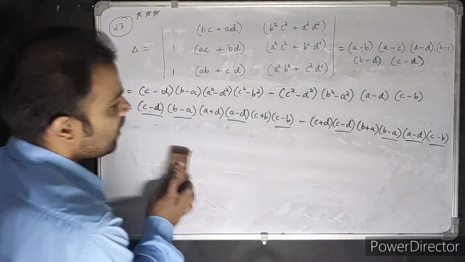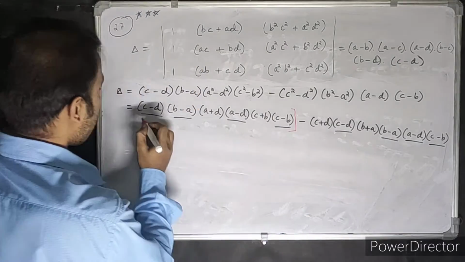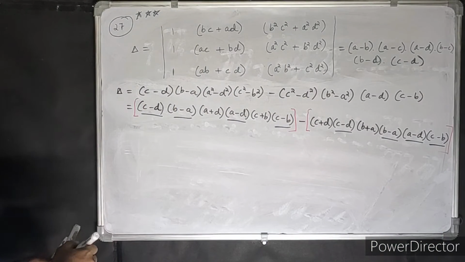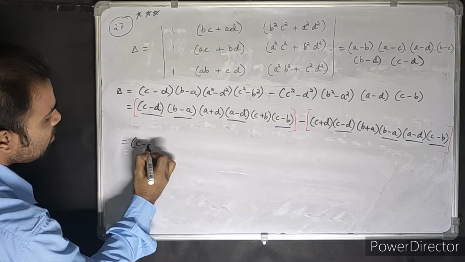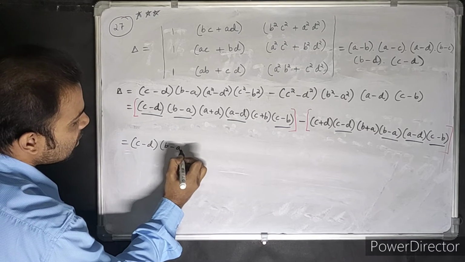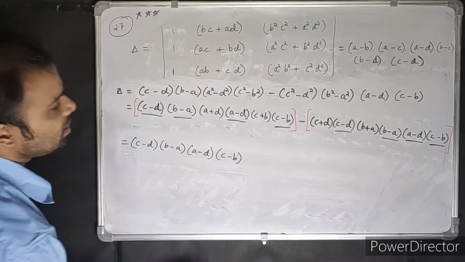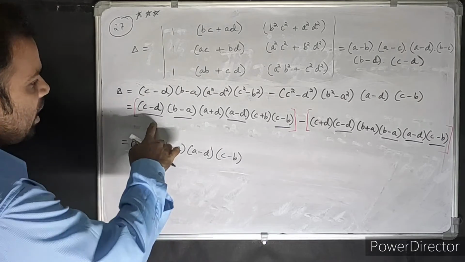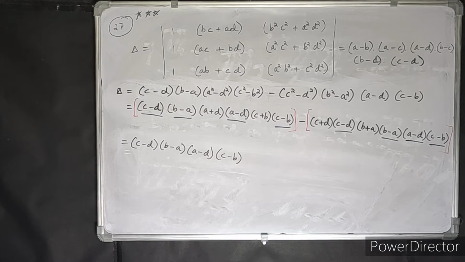Okay, take them out. There are two parts to this. Okay, this is one part and this is the second part. Now let's take out the common. You can see how long the question is. Okay, so c minus d, b minus a, a minus d and c minus b. These all came out as common. Look, 1, 2, 3, 4, 1, 2, 3, 4. Same. They are the same thing. B minus a, a minus d, c minus b, c minus d and b minus a.